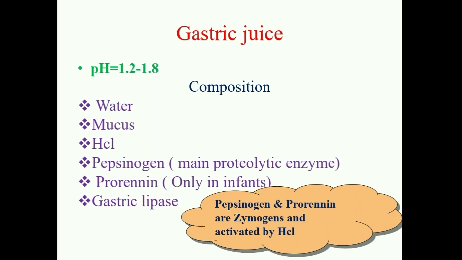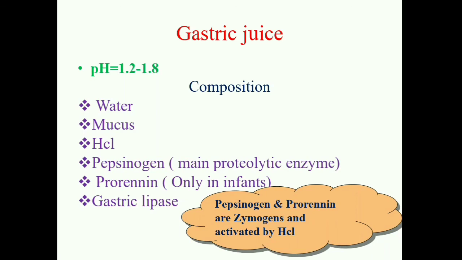Not only this, HCl also provides acidic medium in stomach, and that acidic medium is required for the working of pepsin and renin in stomach. HCl is also antibacterial, so it kills the bacteria which are going to enter stomach along with the food particles. So HCl is very important. It is antibacterial, it is activator of pepsinogen and prorenin, and also provides acidic medium for the action of main proteolytic enzyme pepsin.